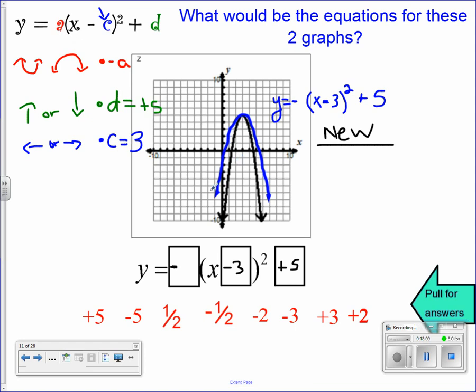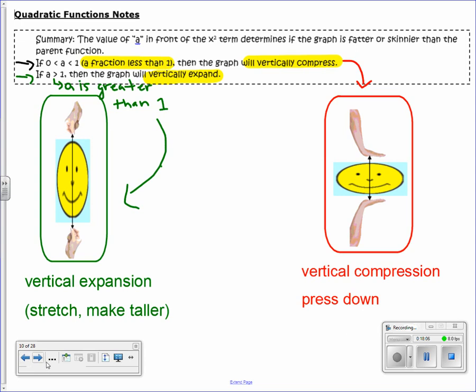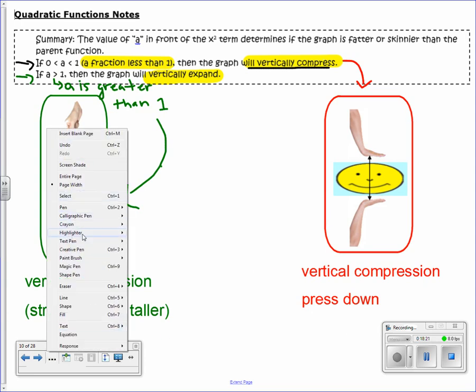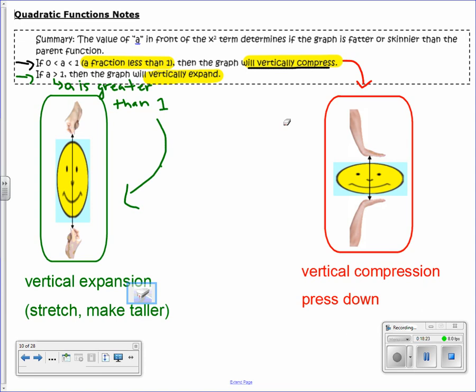Well, if you said it got skinnier or taller and thinner, that is correct. And if we look back at the top of our notes, to stretch and make taller or skinnier means to, looking in red, it means to vertically compress. Oh, I'm sorry. I'm looking at the wrong thing. Let me erase that. Ignore what I just said.